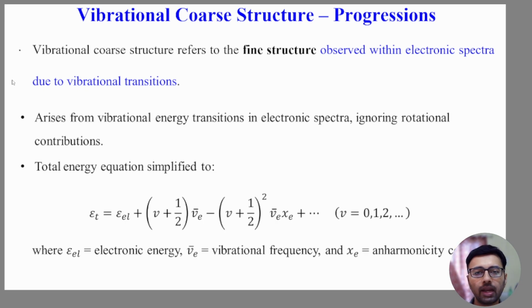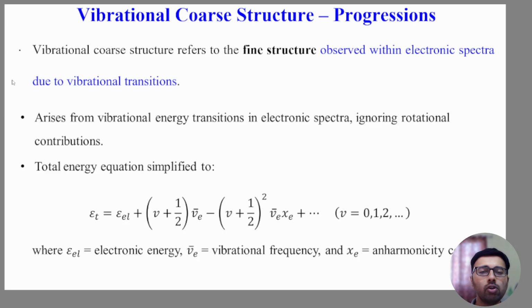Let us break this equation down carefully. The first term, epsilon EL, represents the electronic energy. This is the energy associated with the electron being in a particular electronic state, for example, the ground electronic state or an excited electronic state. The next terms represent vibrational energy contributions.